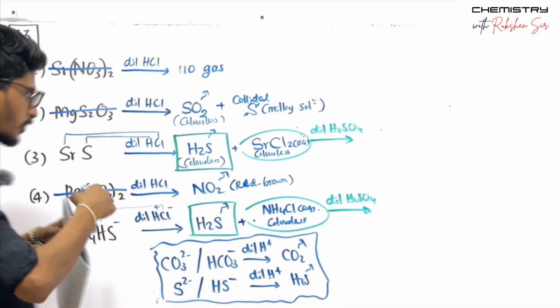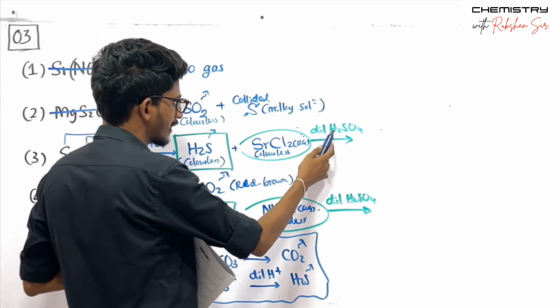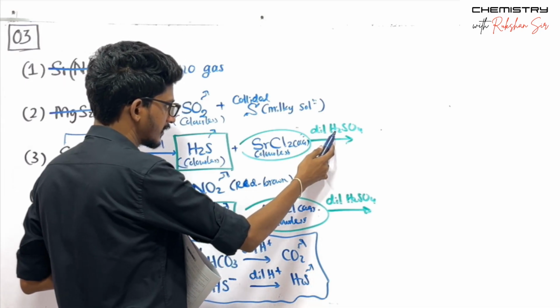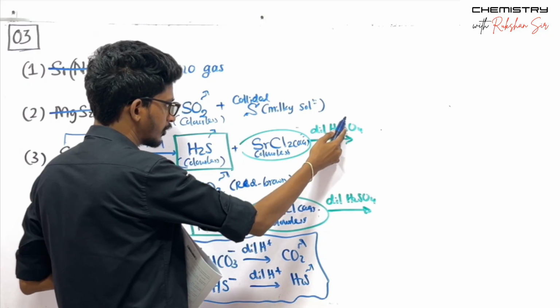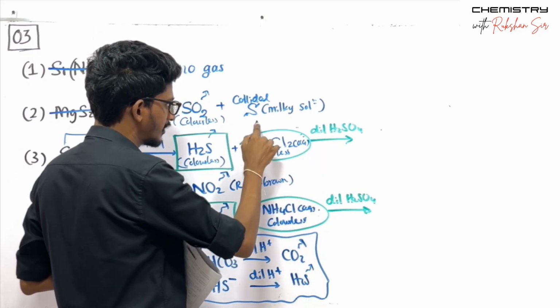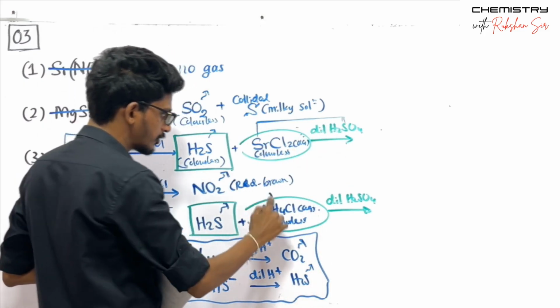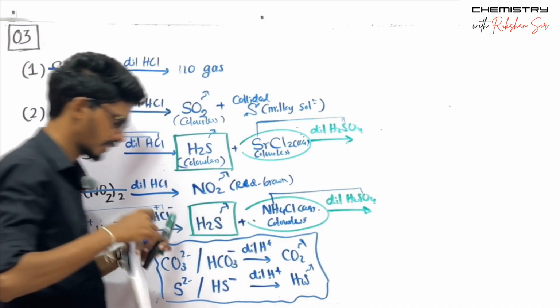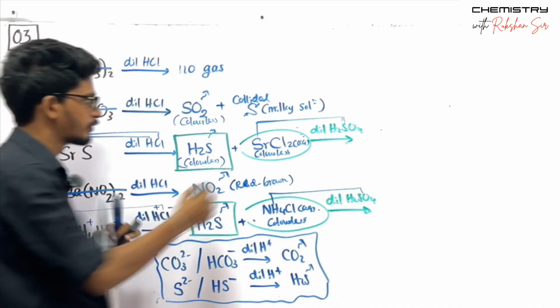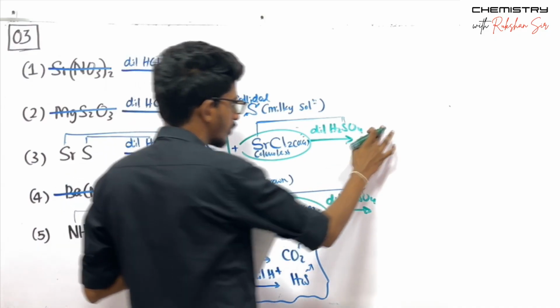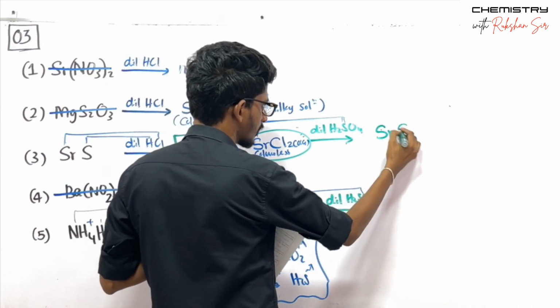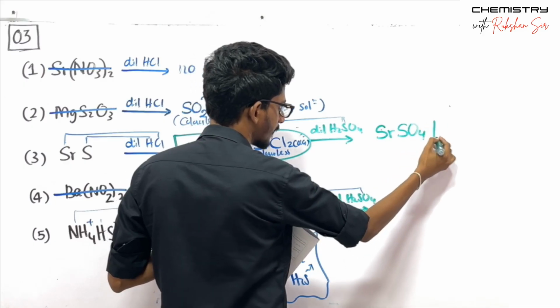With dilute H2SO4, what is happening? H+ ions are not involved in precipitation, so sulfates are the ones to think of. Here you form strontium sulfate. It is going to be a precipitate. Strontium sulfate is going to be a precipitate.